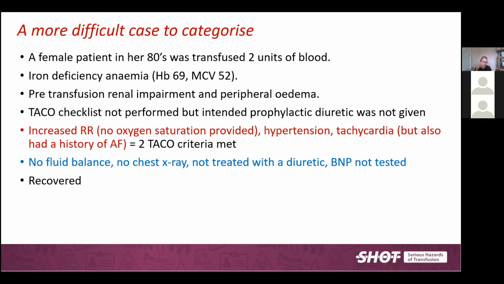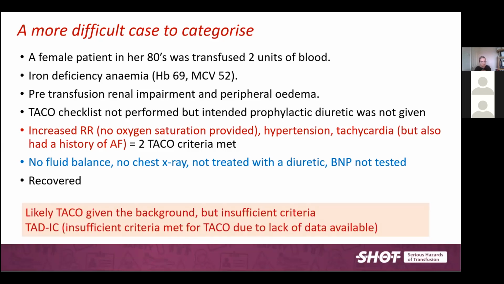atrial fibrillation, but actually only 2 TACO criteria were met by the criteria that we looked at earlier on. So the respiratory symptoms and probably the cardiovascular changes as well. But in other words, it didn't meet those 3 things that we should. So there's no fluid balance, no chest x-ray, not treated with a diuretic, BNP wasn't tested, but the patient did recover. Likely TACO given the background, but insufficient criteria, and therefore it was categorised as TAD-IC.